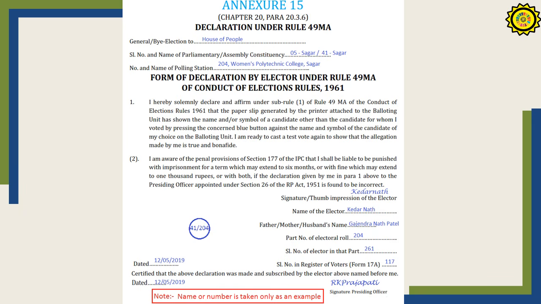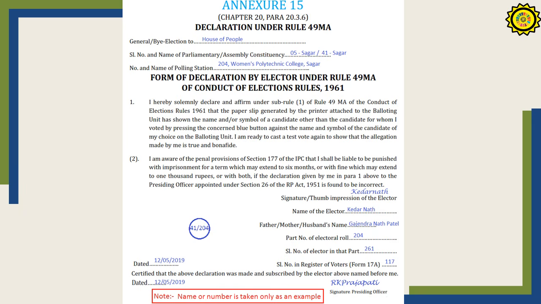second entry relating to that elector in Form 17A, mentioning the serial number and name of the candidate for whom such test vote has been recorded, obtain the signature or thumb impression of that elector against such remarks, and make necessary entries regarding such test vote in item 5 in part 1 of Form 17C.